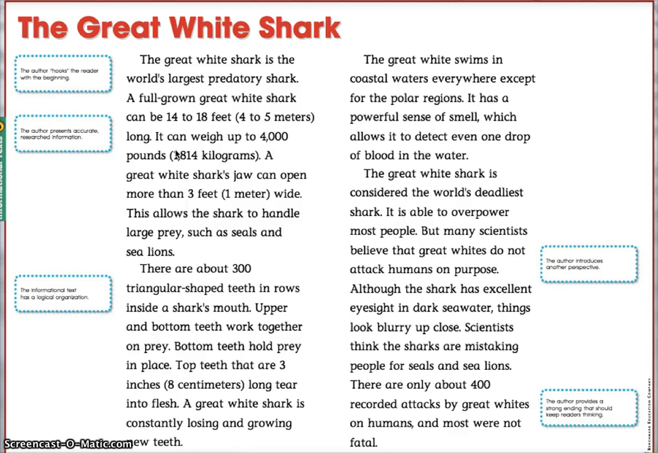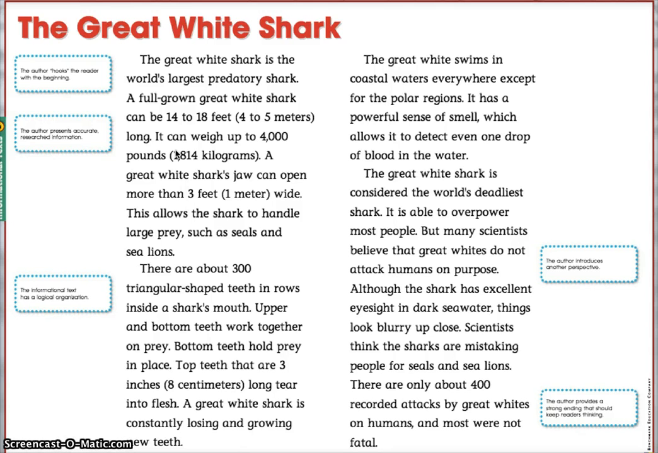The Great White Shark. The great white shark is the world's largest predatory shark. A full-grown great white shark can be 14 to 18 feet. That's 4 to 5 meters long. It can weigh up to 4,000 pounds, or 1,814 kilograms. A great white shark's jaw can open more than 3 feet, or 1 meter wide. This allows the shark to handle large prey, such as seals and sea lions.